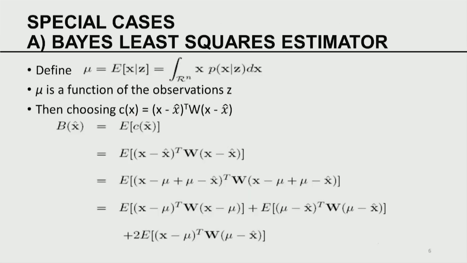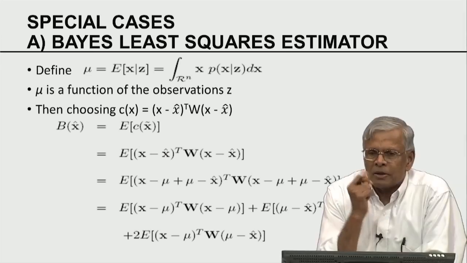Now we are going to do, with that as a background, that is a very general principle, what is called Bayesian least square estimators. Please look at this now. We are combining least squares with Bayes.